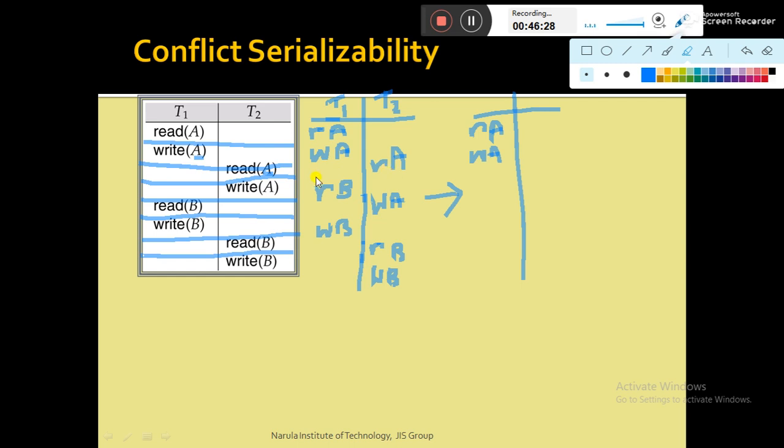So in that time slot T1 will execute its read B, so read B will come over here, and in that time slot T2 will execute its read A, so read A comes over here, then all the instructions will remain as they are. Write A will be here, same place, then write B will be in the same place, and similarly these two will be in the same place. Same place means same time slot, they will execute in the same time slot.